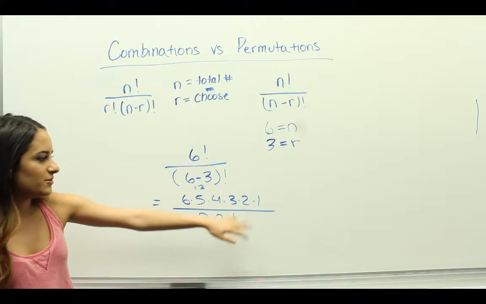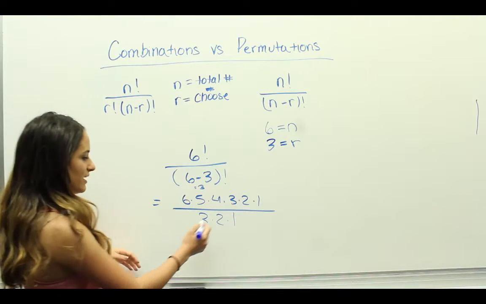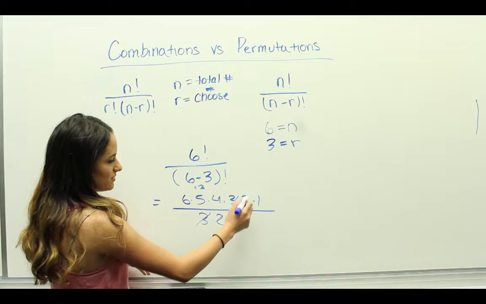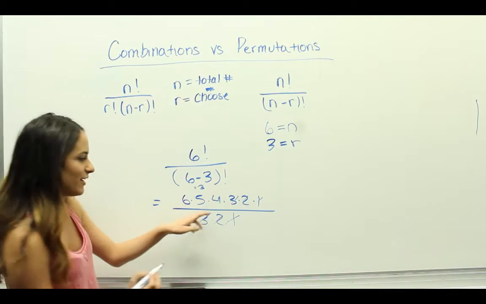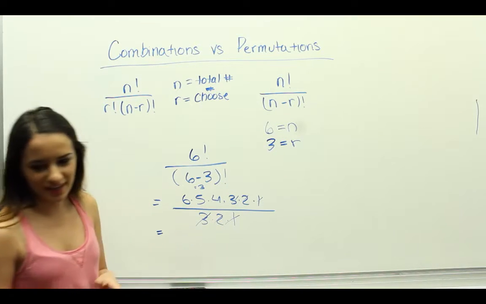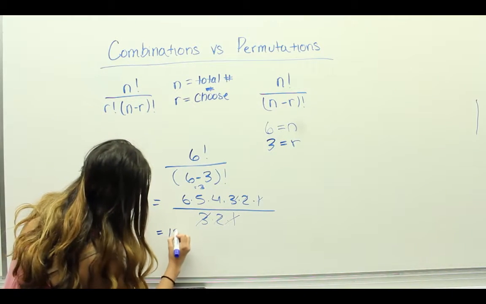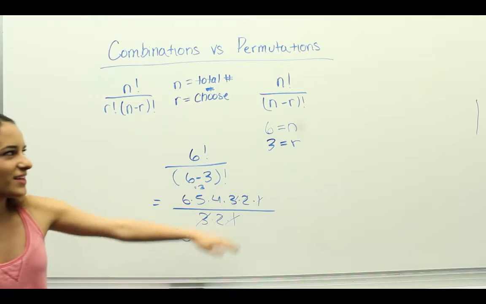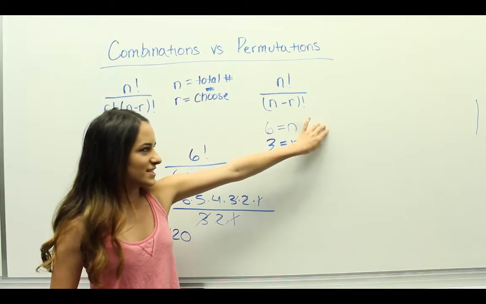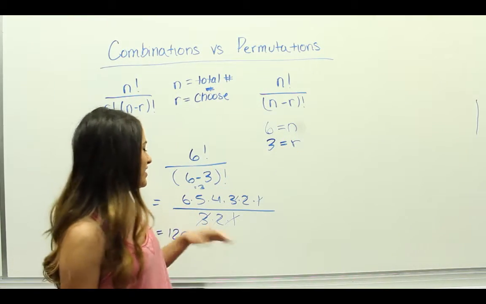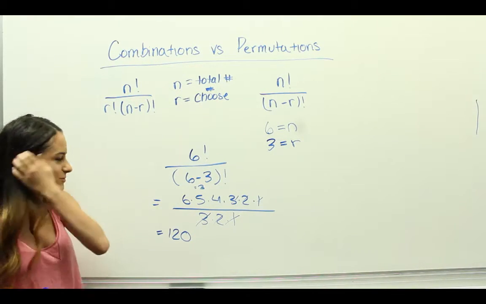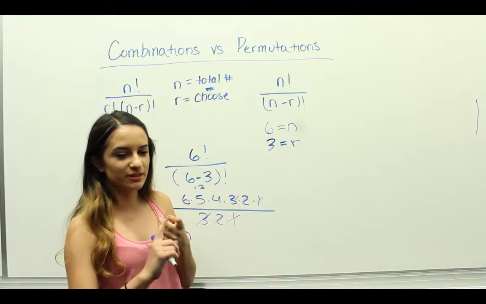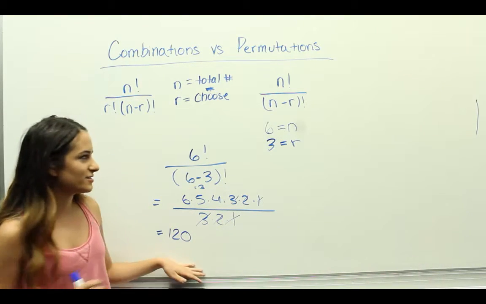And again, we see here that certain numbers can cancel out. We cancel those out since it's division, and then you're left with 6 times 5 times 4. That equals 120. So out of all 6 participants in the pie eating contest, there are 120 different permutations possible, so different orders in which someone could win first, second, and third.